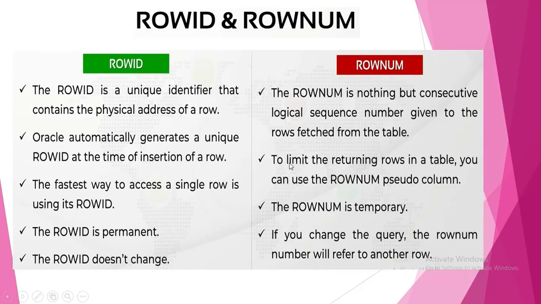To limit the returned rows in a table, you can use the ROWNUM pseudo column. And with ROWID, it is the fastest way to access a single row. ROWNUM is temporary and ROWID is permanent. In ROWNUM, if you change the query, the row number will refer to another row. It can change. The ROWID doesn't change. It's permanent.